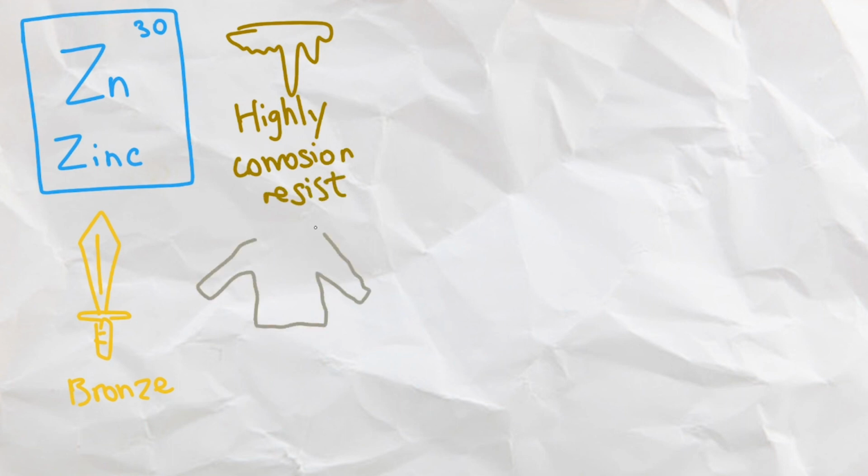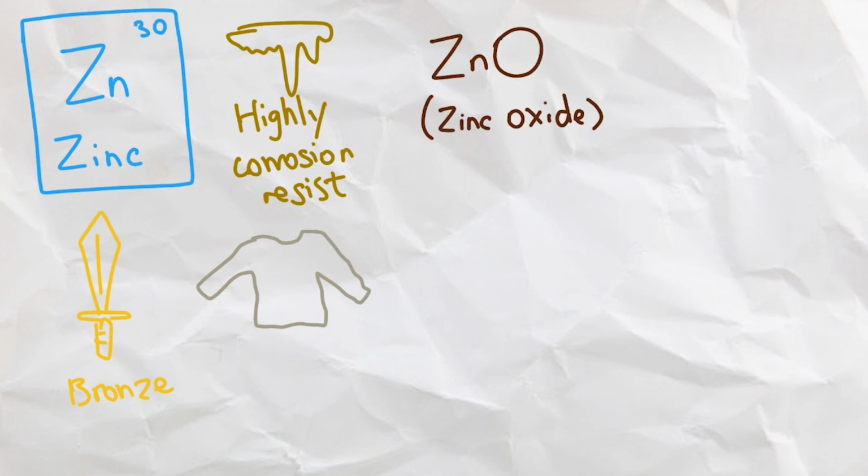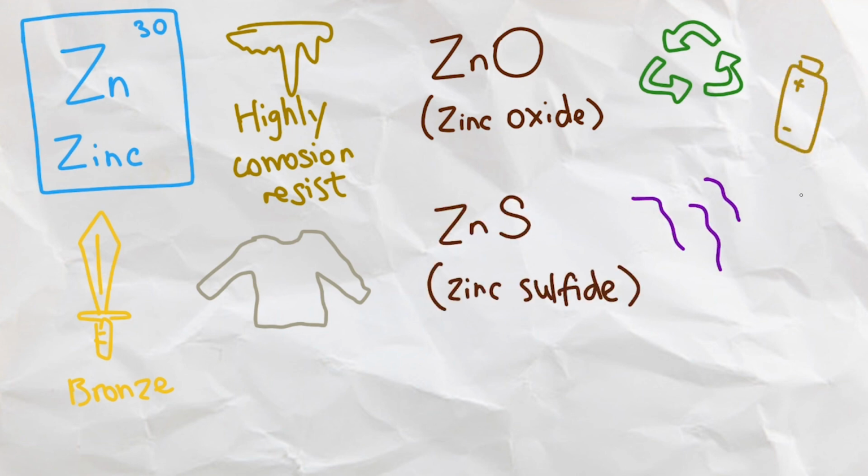Lastly, we have zinc, which again is made into bronze when alloyed with copper. It is also one of the most corrosion-resistant metals, making it a great coating to put onto other metals such as iron to prevent rusting. Zinc oxide is a useful compound commonly used in plastic, batteries, cosmetics, and many others, while zinc sulfide glows under ultraviolet light, making it useful in fluorescent lights and TV screens.